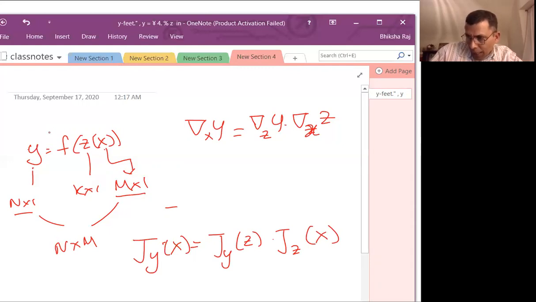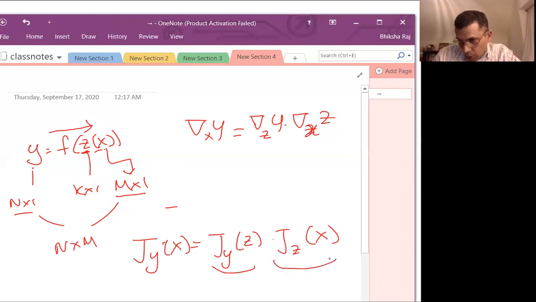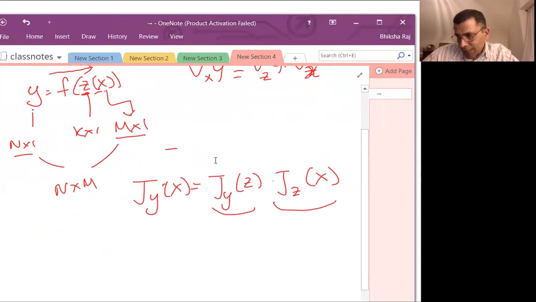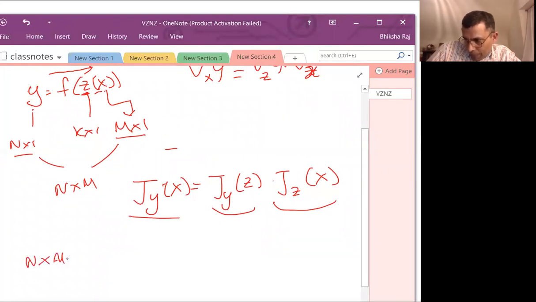Now note the order of multiplication. As you go from the outside to the inside of this nested function, you keep right multiplying. So first you encountered z, that gave you the first derivative. Then you encountered x, that gave you the second derivative. So as you go into the nested function, the derivatives keep right multiplying. And you can also check the sizes. Now we know that this guy must have size n cross m.